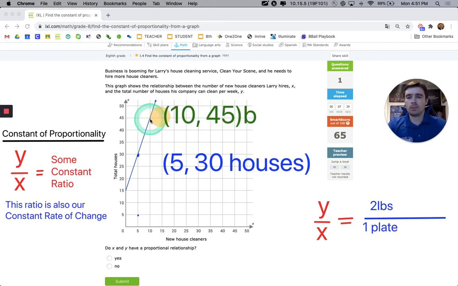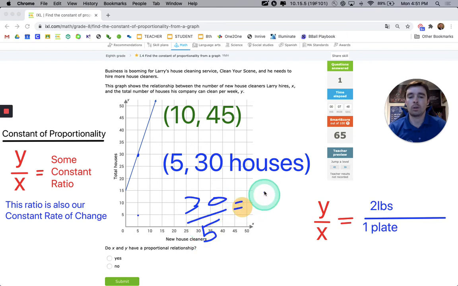And if I ultimately try to do 30 divided by 5, 30 divided by 5 is going to give me just 6. Let's show that out here quickly. If I do 30 divided by 5, that gives me a ratio of 6 to 1. And this is a straight line, but because it doesn't start at the origin, this next ratio is going to be something different. I'm going to be doing 45 over 10.